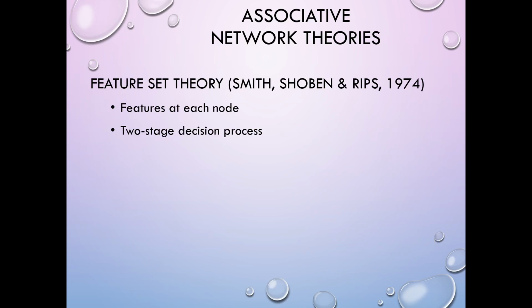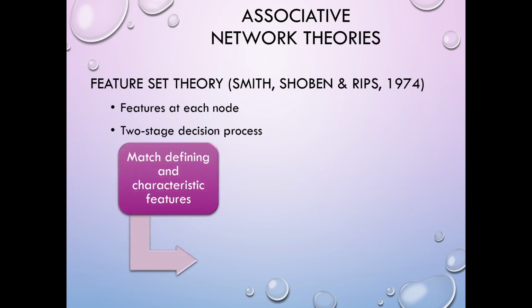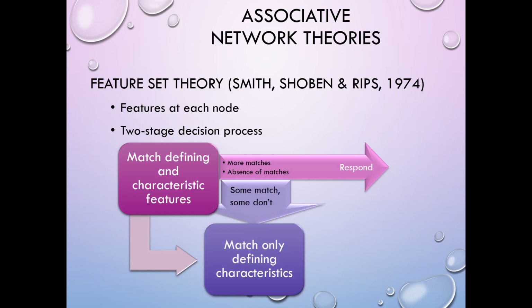So you've got features at each node, like I just showed you, and then it's really a two-stage decision process in the feature set theory. First, you have to match the defining and the characteristic features to this instance. So let's say that you're seeing something out your window right now, and you're looking at it and saying, what is that? Well, first you would match the defining and characteristic features of the object out there. The more matches there are, the faster you can respond. Or if there's an absence of matches, the faster you can respond.